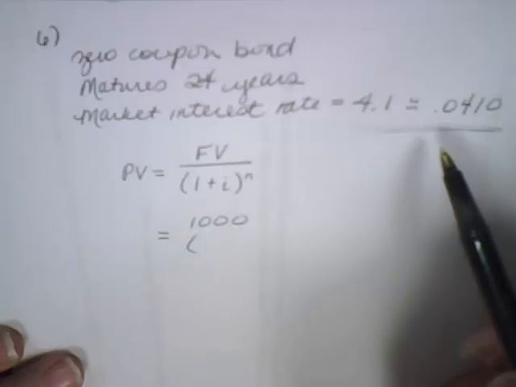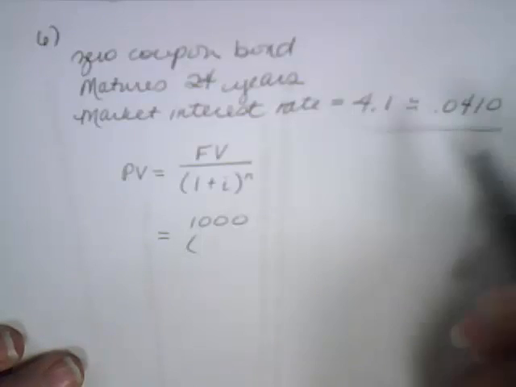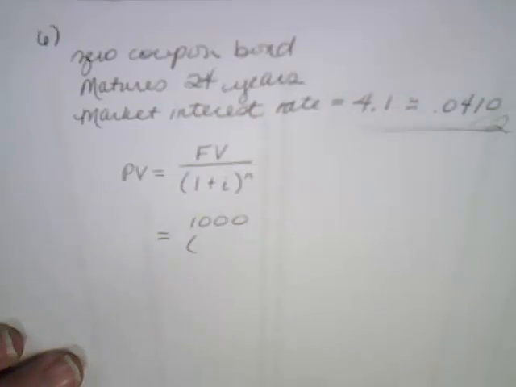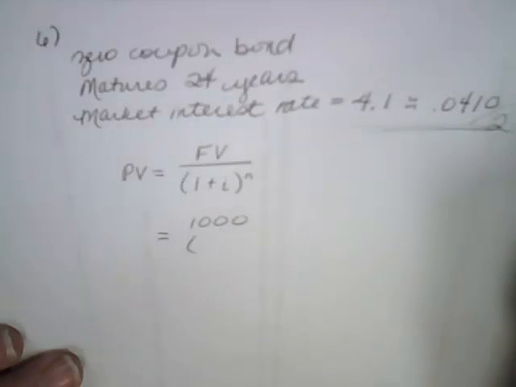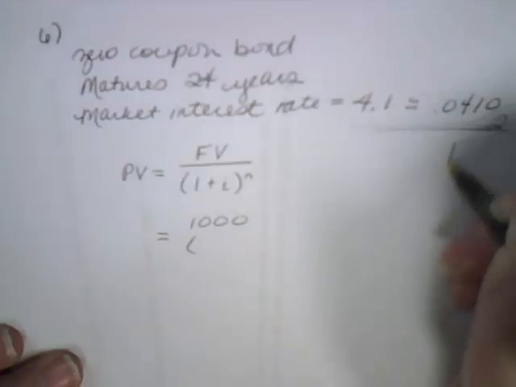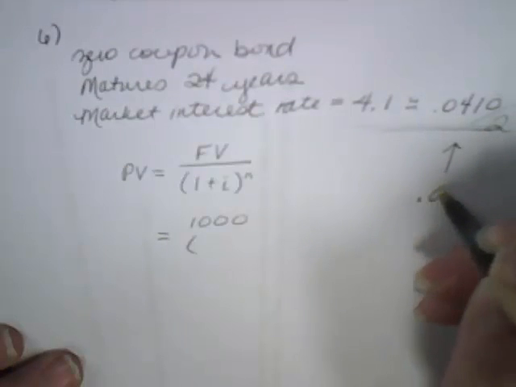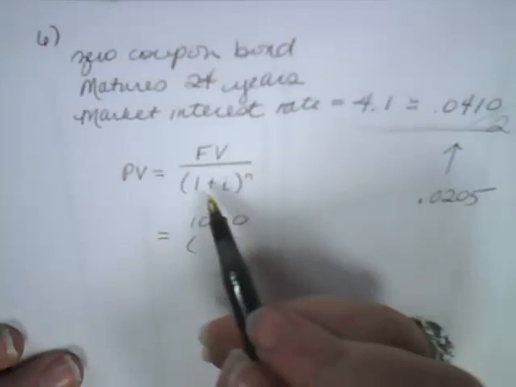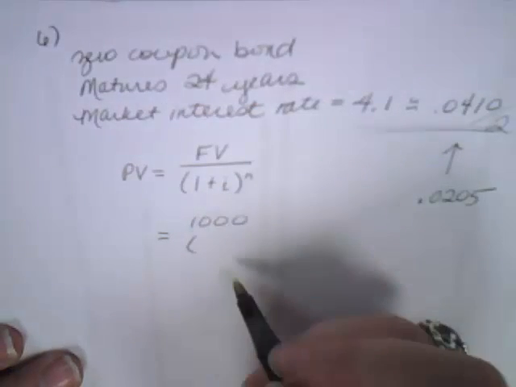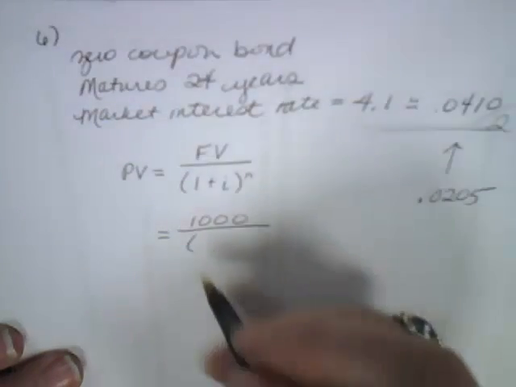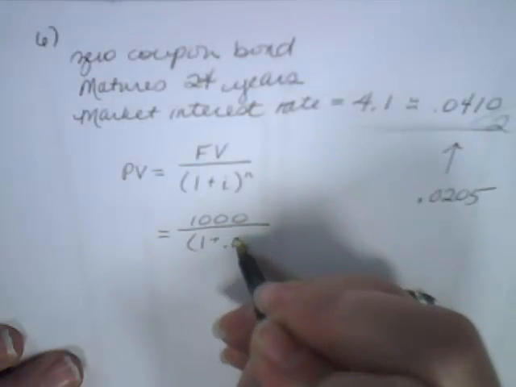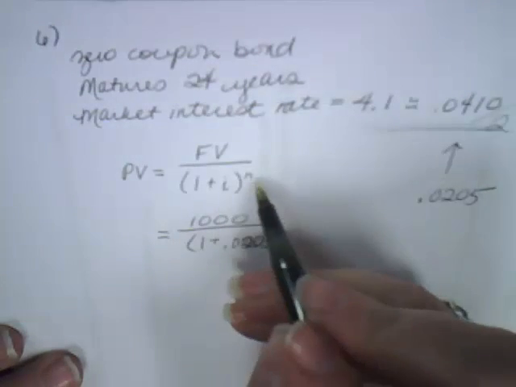So what we're dealing with is we're looking at market interest right here. If we look at the market interest rate, we'll do it just like we did the other ones. We're going to take 0.0410 and divide it by 2, which is going to give us 0.0205. Okay. So when we do our 1 plus i in the formula, we're going to have 1 plus 0.0205, and that's going to be raised to the nth.